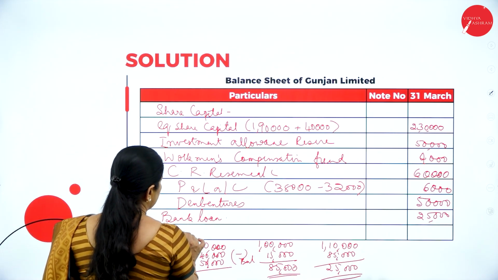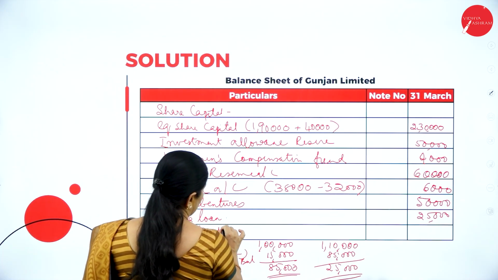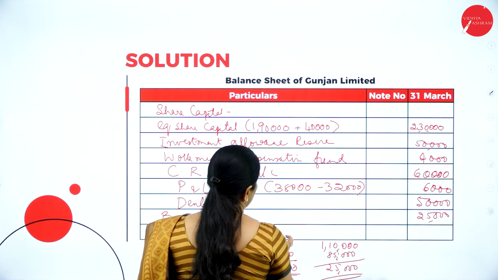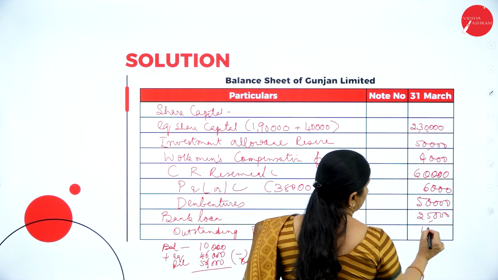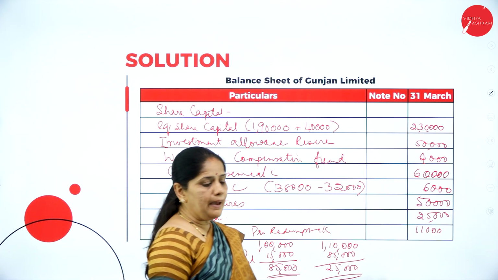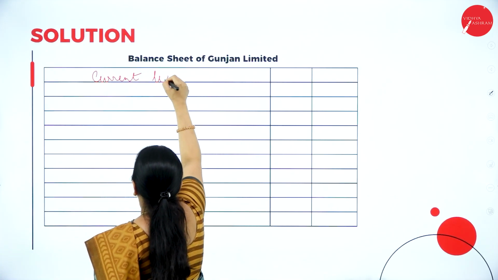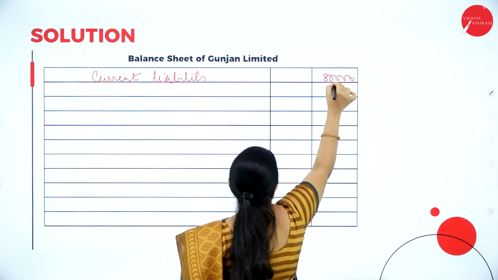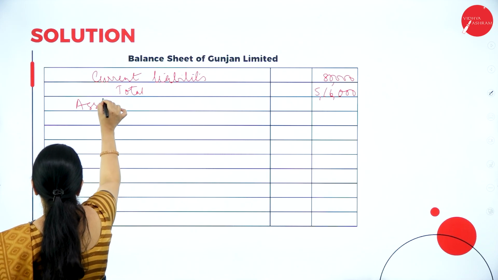So I have to mention that in the balance sheet. So outstanding preference redemption amount. Outstanding is 11,000. So 11,000 is outstanding, and we will have to show it in the balance sheet. Next we have current liabilities 80,000. Total is 5,60,000.